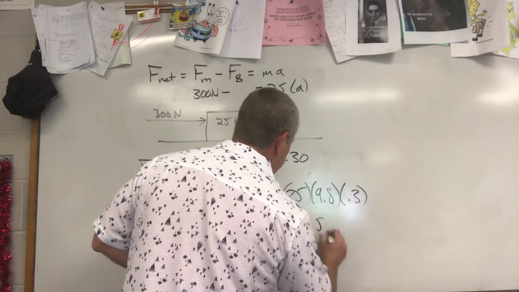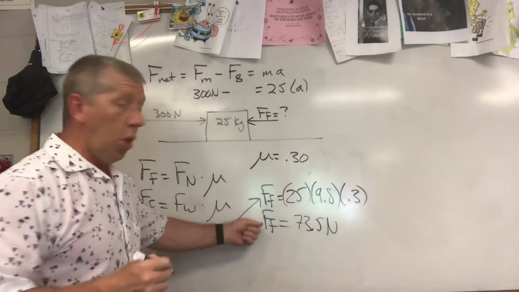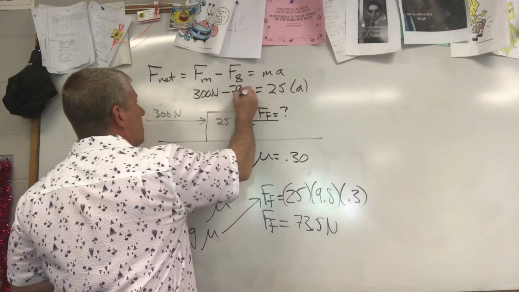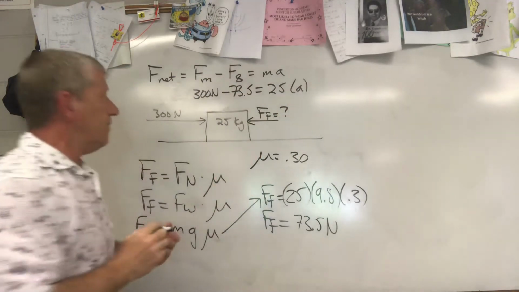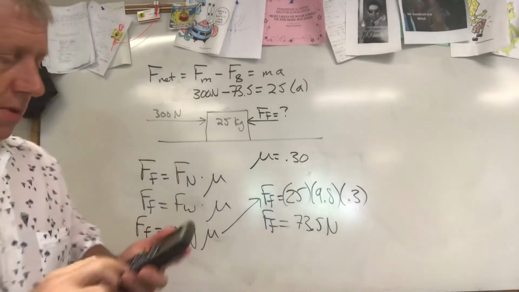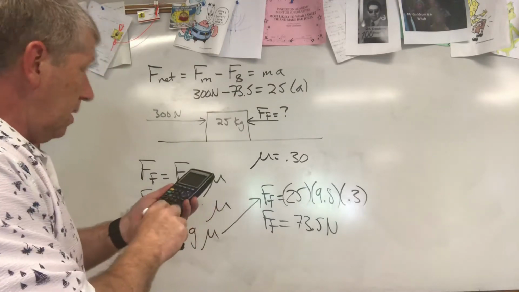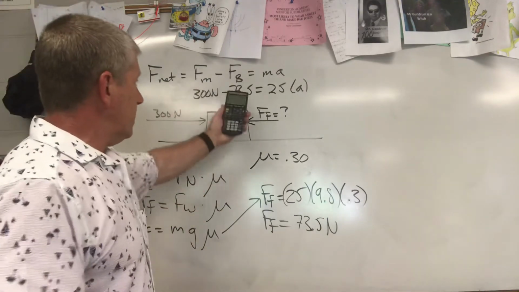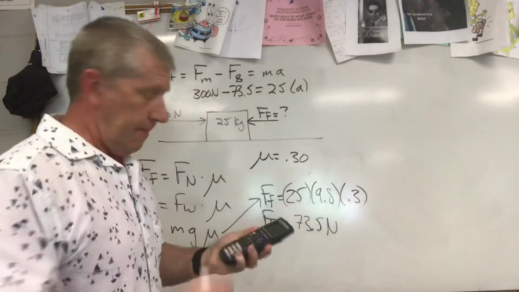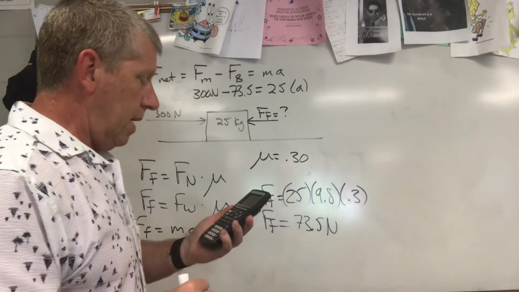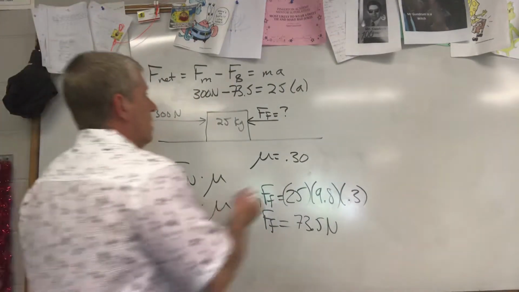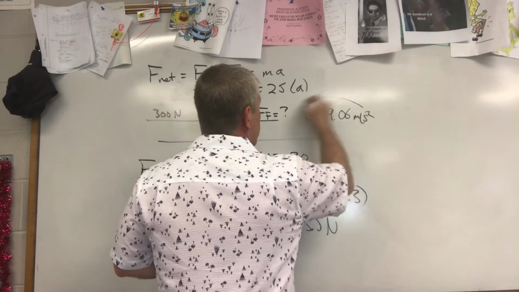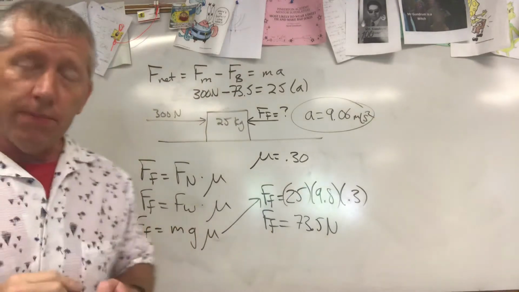73.5 newtons. So that is the hold-it-back force. So I'll go ahead and put that up here. 73.5. And now I'm ready to solve for A. That's going to be 300 minus 73.5. Okay. Get 226.5 and divide by 25. And we get 9.06 meters per second squared. That's the answer for problem 3.